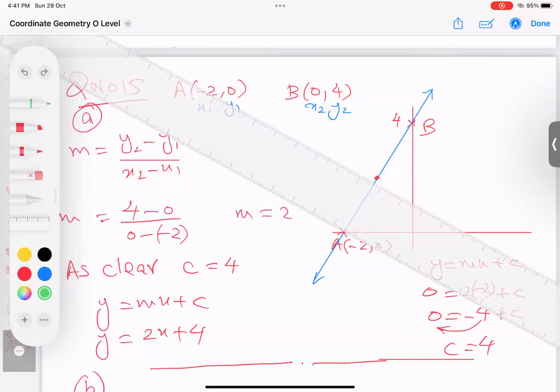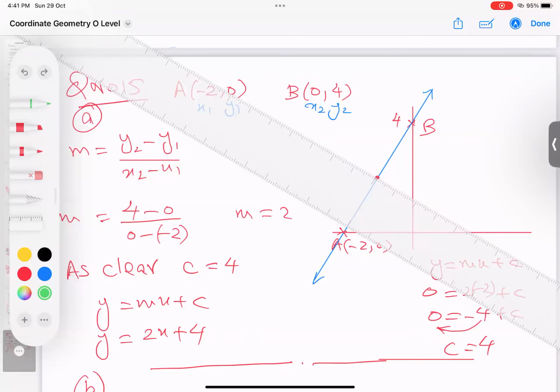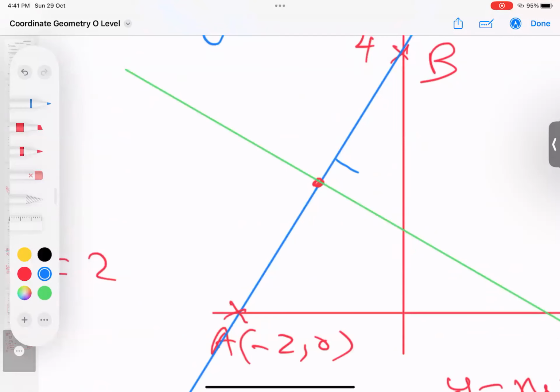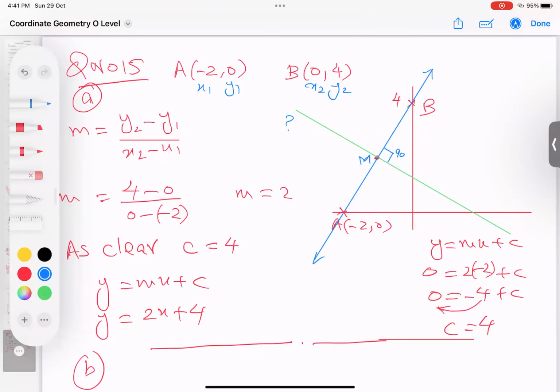I take a scale and draw a line, and this line, you can see, is a green color line I drew, and I remove the scale. And for your knowledge, students, this is a 90 degree angle here. The box stands for 90 degrees. And this point is called M. M stands for midpoint. And this green line equation is our target.